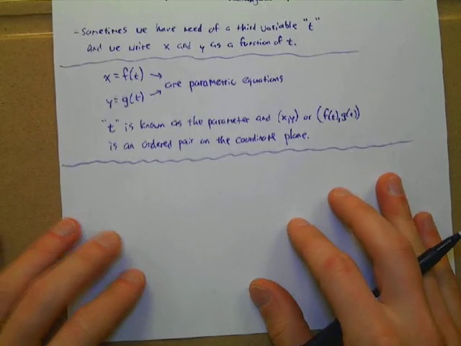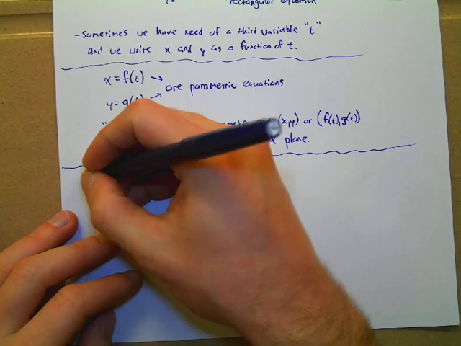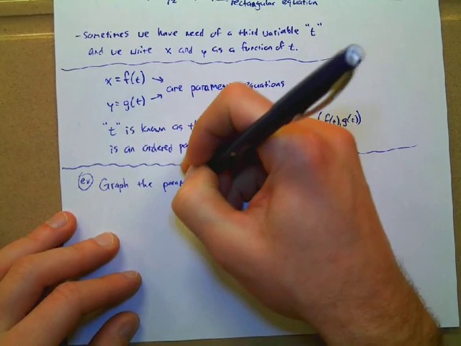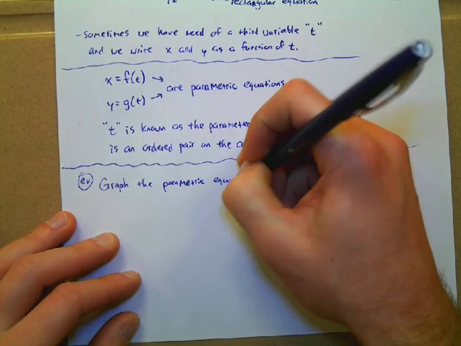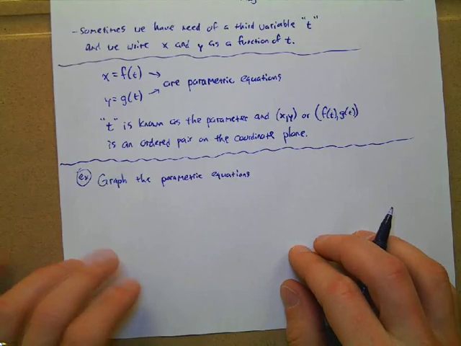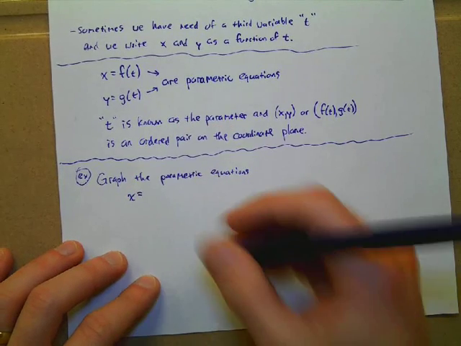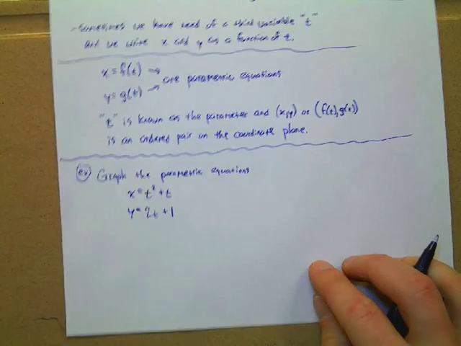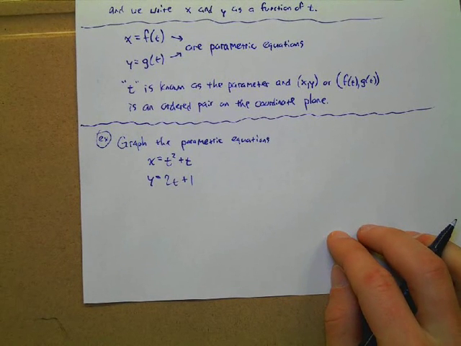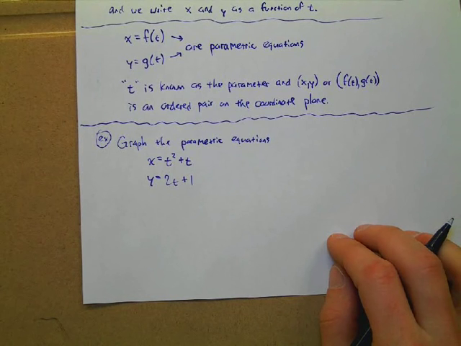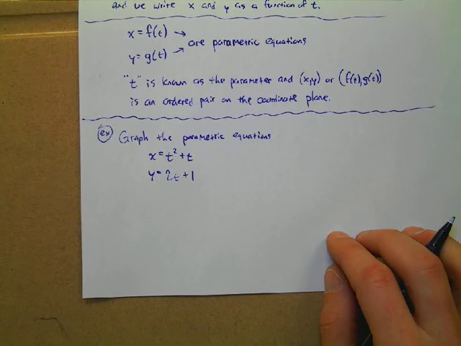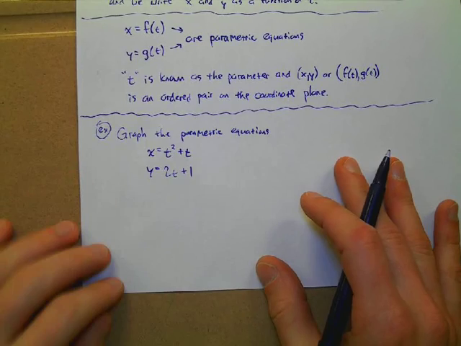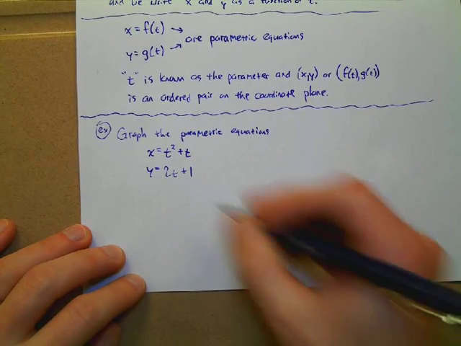So, example. Let's graph the parametric equations here. We're going to have x equals t squared plus t, and y will equal 2t plus 1. So again, rather than y being dependent on x, both x and y depend on t, the time. To graph these, because our x and y have two different relationships, we're going to go back to what we've done in the past when you first learned how to graph things, and we're going to make a table.